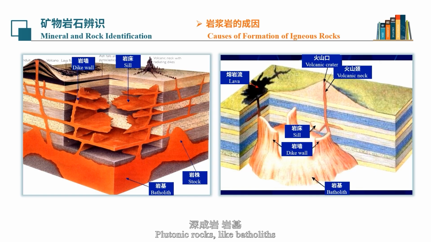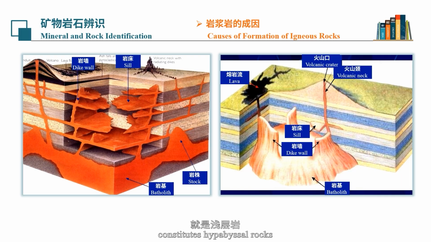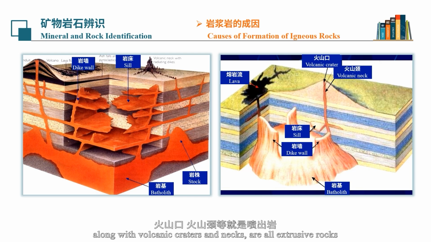Plutonic rocks, like batholiths and stocks, are large in volume. At the very bottom, the maze of dikes, dike walls, and sills located above the batholiths and extending towards the surface constitutes hypabyssal rocks. Lava flows erupted onto the surface, along with volcanic craters and necks, are all extrusive rocks.